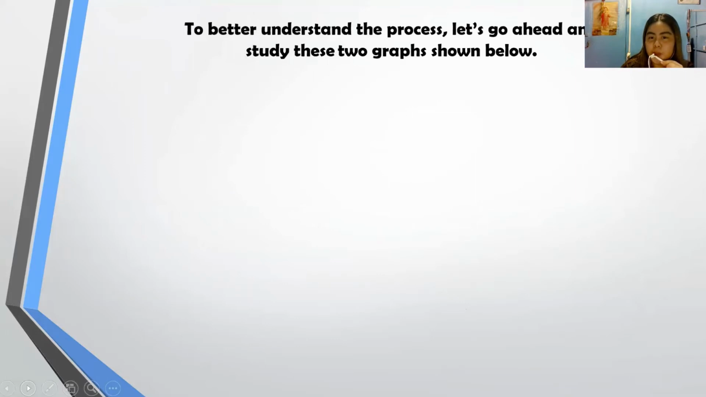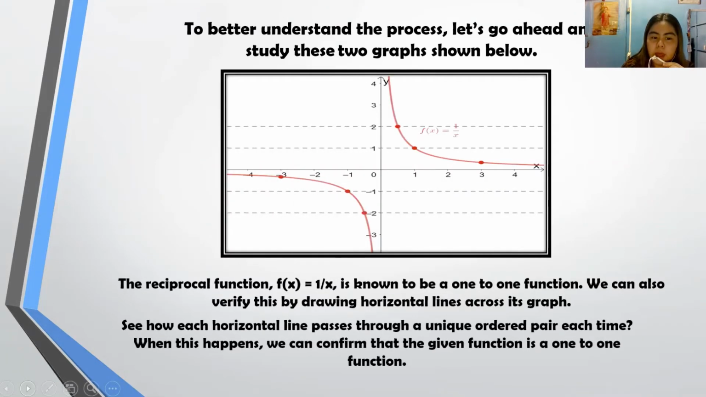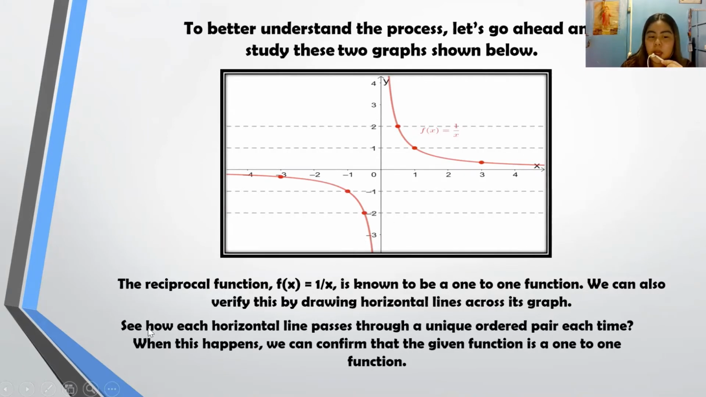To better understand the process, let's go ahead and study these two graphs shown below. The reciprocal function f of x is equal to 1 over x is known to be a one-to-one function. We can also verify this by drawing a horizontal line across its graph. See how each horizontal line passes through a unique ordered pair each time. When this happens, we can confirm that the given function is a one-to-one function.